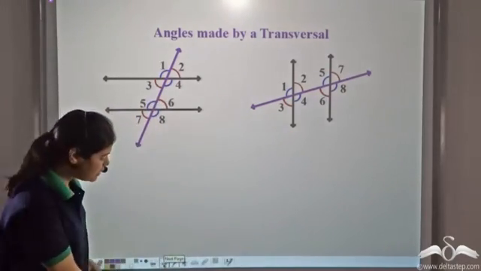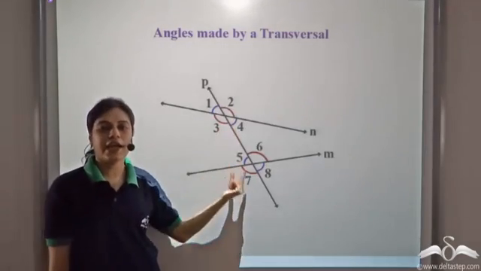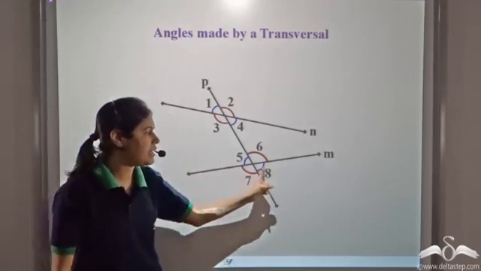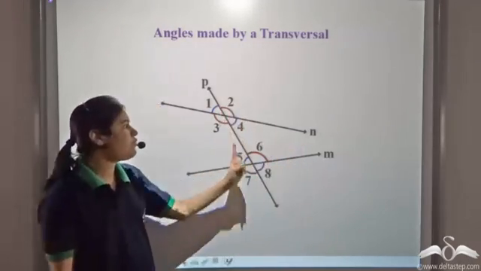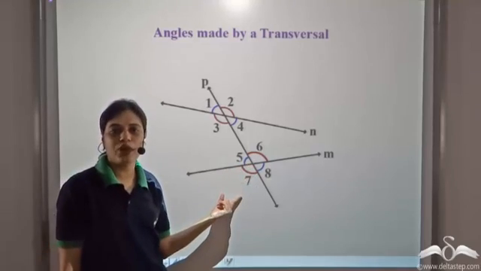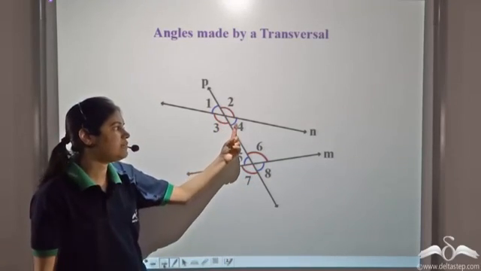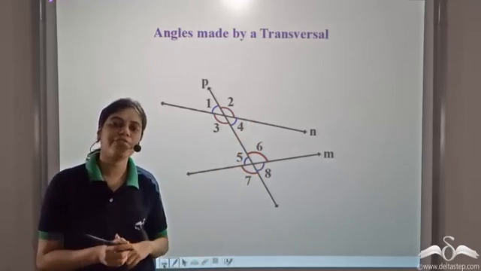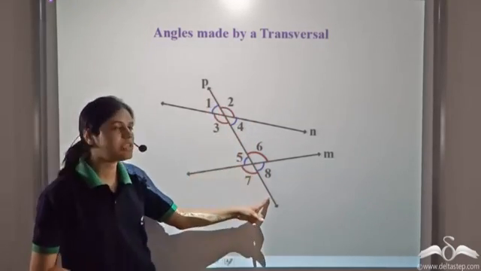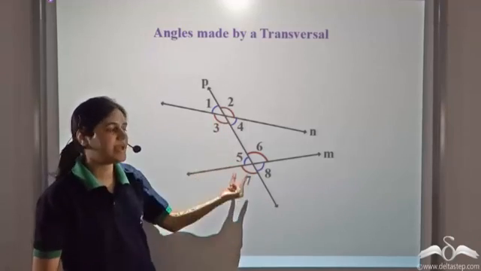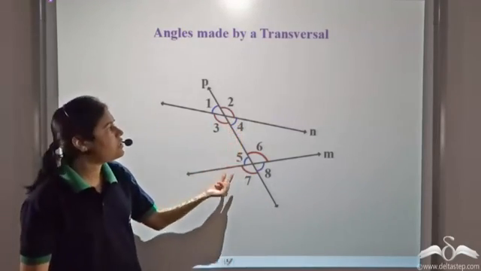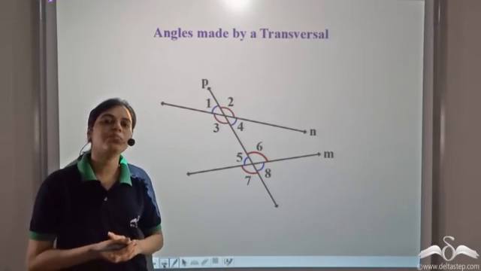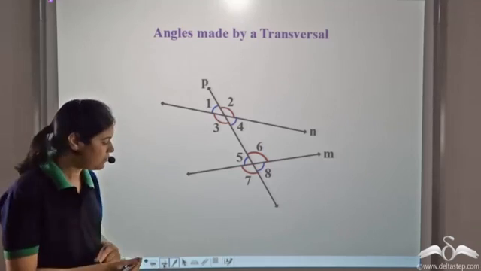And this is true not just for parallel lines, but for any two lines. So in this case, the transversal P intersects line M and line N, and it forms 8 angles with these two lines. So angle 1, 2, 3, 4, 5, 6, 7, 8. So these are the 8 different angles formed when a transversal P intersects any two lines, M and N. Now these 8 angles marked have some special names. So let us study more about them in detail.